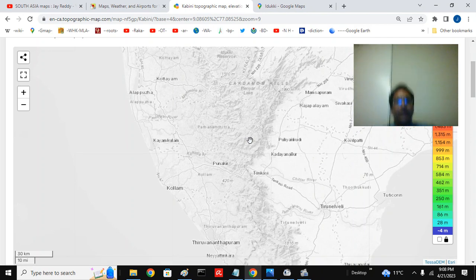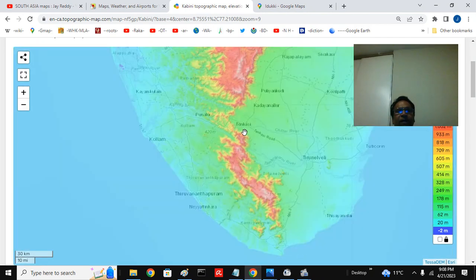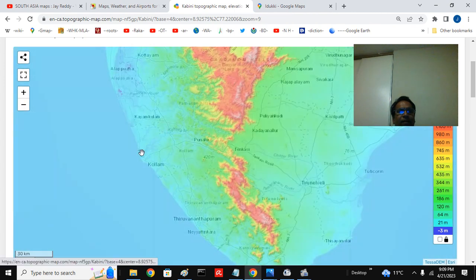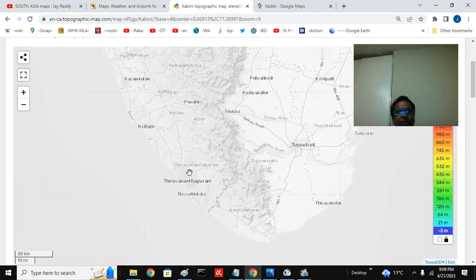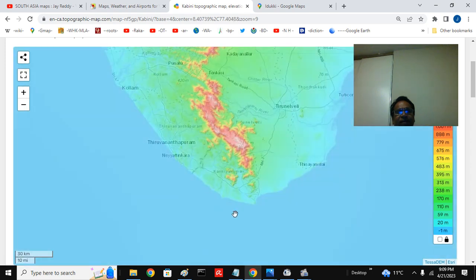You can see we are talking about the Tenkasi Shenkotta gap, this is the Kollam area, this is the Ashtamudi Lake, Kayal, Thiruvananthapuram, Neyyattinkara. This is the Nanjil Nadu, that's Kanyakumari. This is the Aramboli pass.